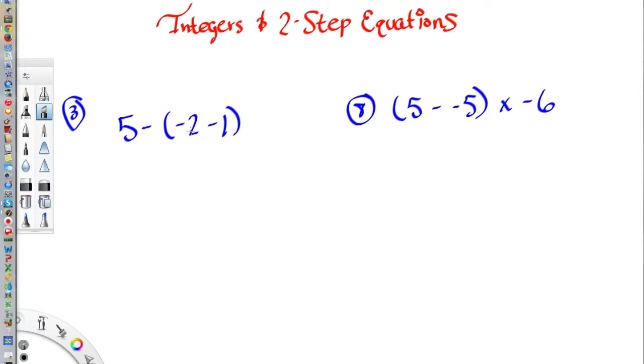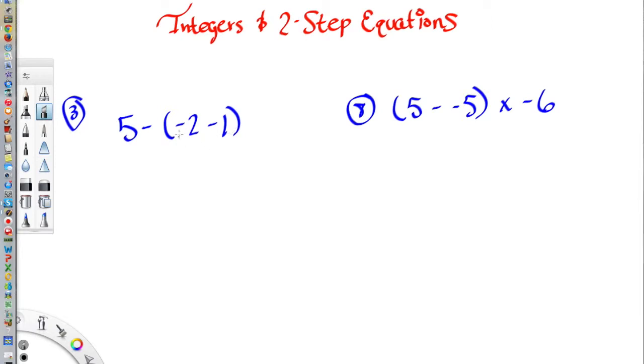And whether you're dealing with integers or whole numbers doesn't really matter. Once you have operations, you always have to follow order of operations. And order of operations says first check for parentheses. And we've got parentheses here, number 3. I've got 5 minus the difference of a negative 1 and 1.